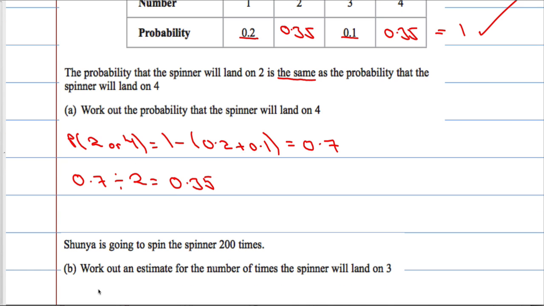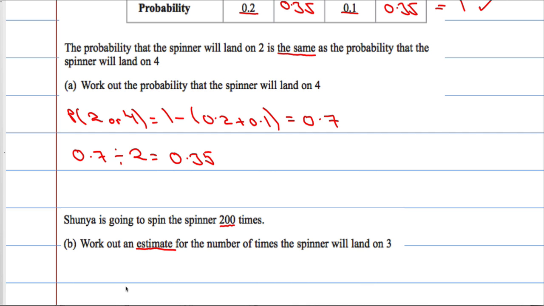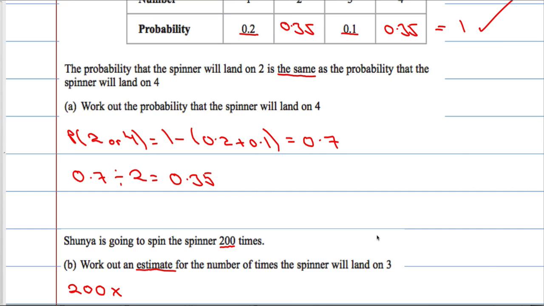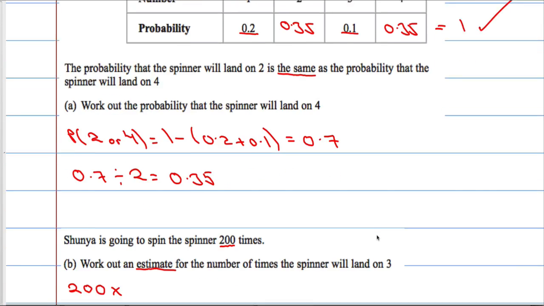Okay. Shunya is going to spin the spinner 200 times and we're asked to work out an estimate for the number of times the spinner will land on 3. Now usually when you see this estimate word in a probability question, what you have to do is take the number of times you'll do the experiment and multiply it by the probability it will happen. Okay, so what is the probability it lands on 3? Back up to here, 0.1.